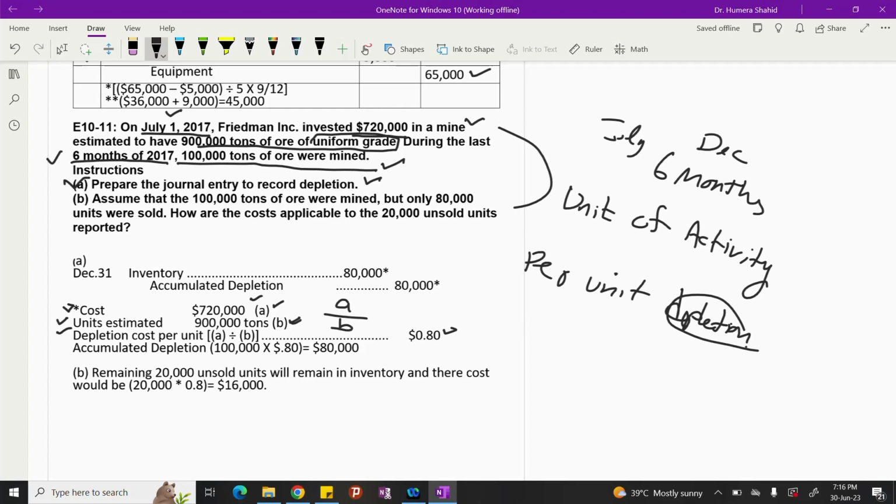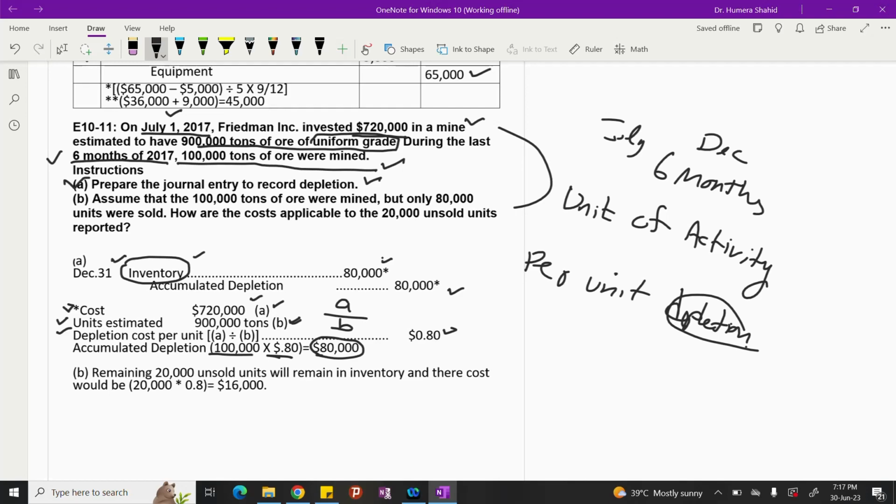As many units as I extract, I'll multiply by 0.8. So how many units have I extracted? 100,000 units. The extracted per unit is 0.8. In this way, total accumulated depletion is 80,000. I will not debit depletion expense here. Basically, inventory is the term we use. Why? Because firstly, we extract the natural resource that becomes our inventory. Then we sell this inventory and transfer the inventory cost to the cost of goods sold. In this way, it goes to our income statement, not in the form of depreciation or depletion expense. So inventory gets debit 80,000 and accumulated depletion gets credit 80,000.